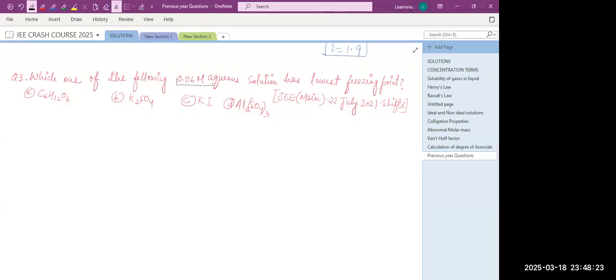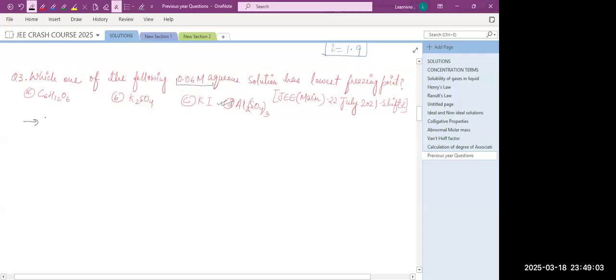Ma'am, is it option A? Option A, how? Option D. Option A will be correct. See how. First, we check the number of ions for each given compound, right? And the compound which has the highest number of ions will have the highest value of i. And thus the compound which has the highest value of i will have the lowest freezing point. Just remember that. Just write it down.